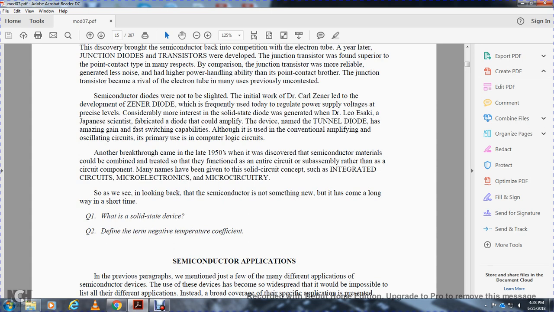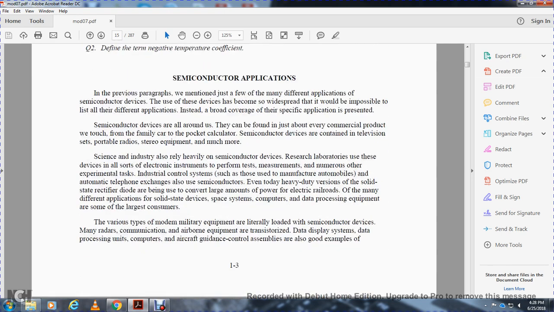Another breakthrough came in the 1950s when it was discovered that semiconductor materials could be combined and treated so that a single piece performed the function of an entire circuit, as complete assemblies rather than as in-circuit components. Many names have been given to the solid circuit concept, including the integrated circuit, microelectronics, and microcircuitry. So as we see, looking back, the semiconductor is not something new, but it has come a long way in a short time.